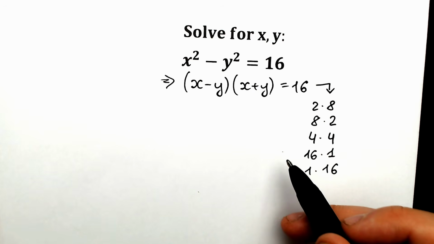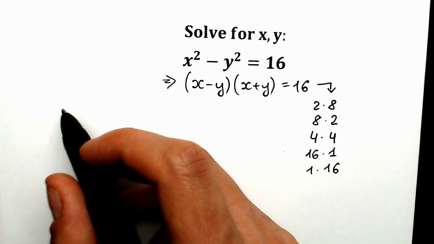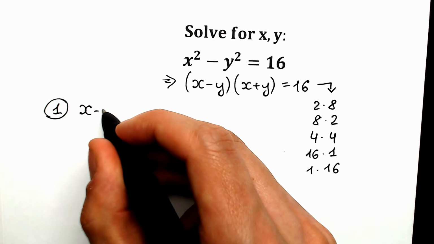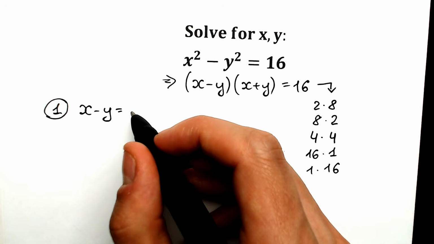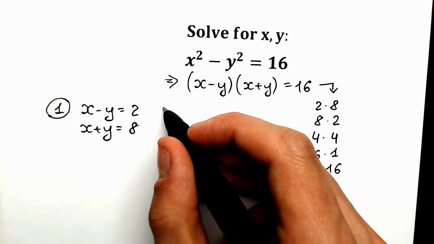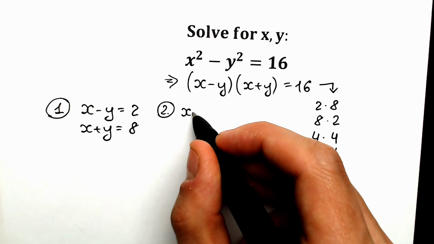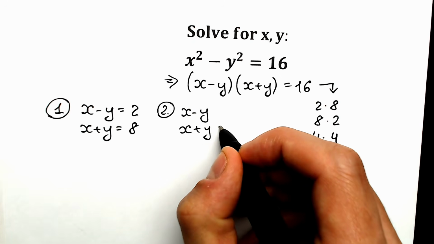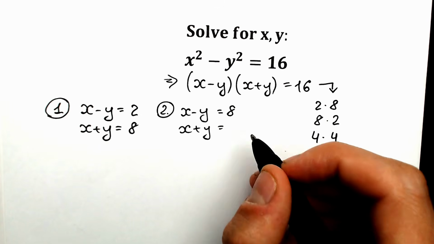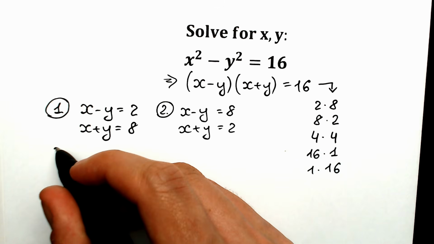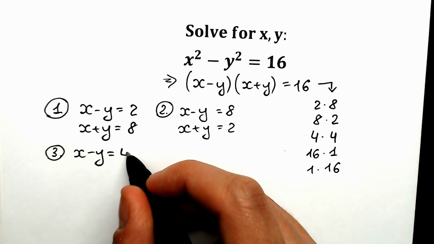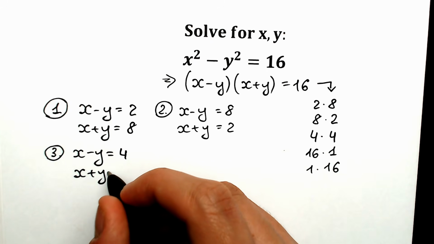I'm going to start with the system of equations. Let's write our first system: x minus y equals 2 and x plus y equals 8. This is our first pair. In the second system, x minus y equals 8 and x plus y equals 2. This is our second system of equations. The third system: x minus y equals 4 and x plus y equals 4. This is our third case.